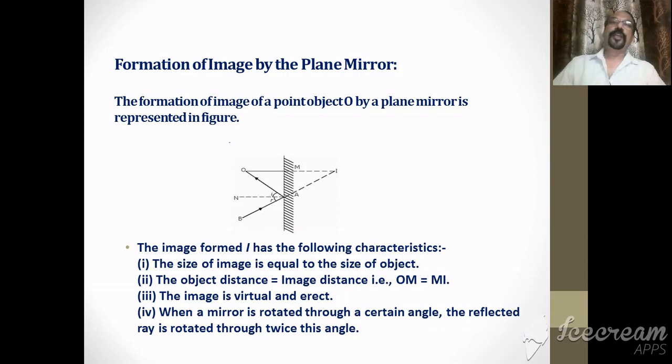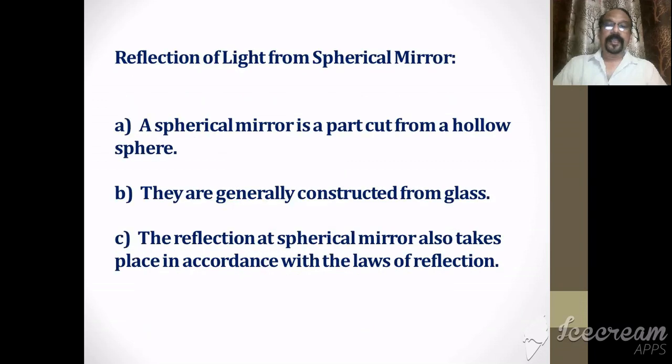Now, the formation of the image by a plane mirror. I have shown it through the figure. The image formed I has the following characteristics. The size of the image is equal to the size of the object. The object distance is equal to the image distance, that is, OM is equal to MI. The image is virtual and erect. When a mirror is rotated through a very small angle, the reflected ray is rotated through twice this angle.